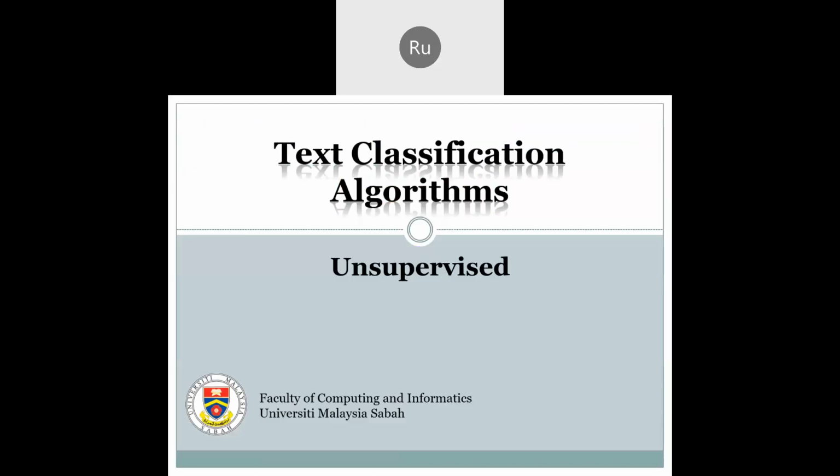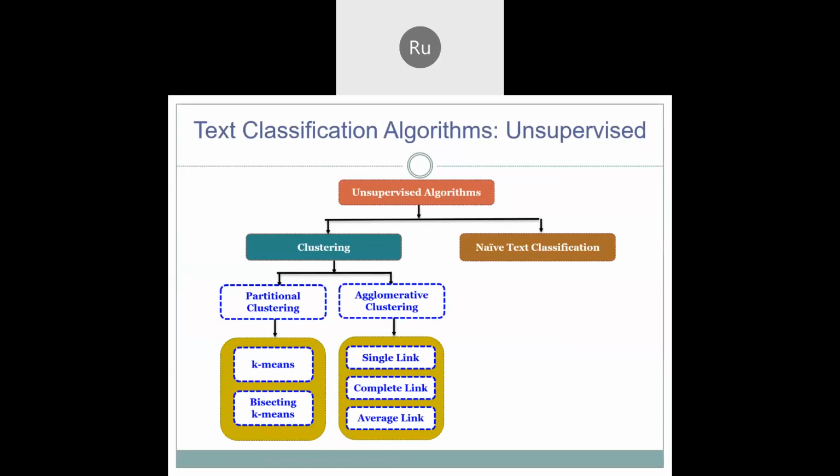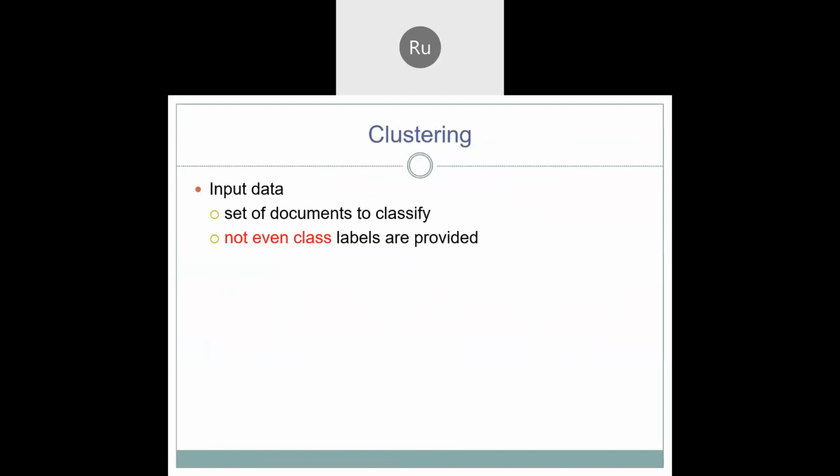Now we start with the unsupervised learning. This is the clustering. You have a good background from advanced data mining, in which we will go over these two. For clustering, basically we group documents based on their content. We do not have the class label, so we cluster them based on the content of the document.